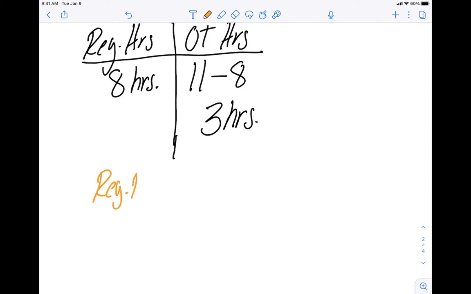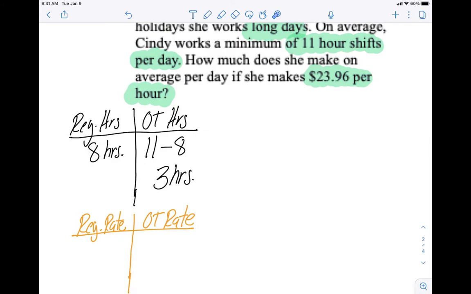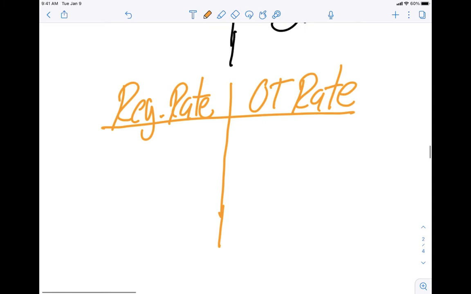Regular rate and OT rate. Right? How much do they make? How much does this person make an hour? It says $23.96 per hour. Right?